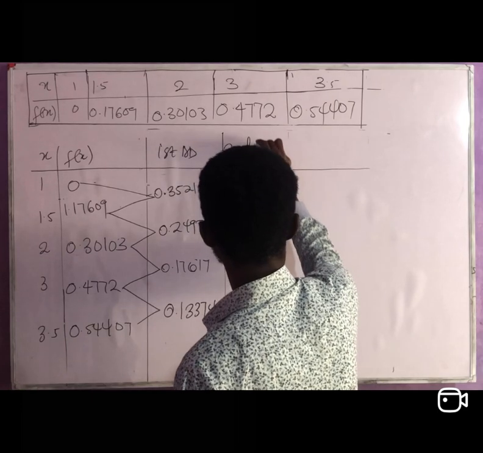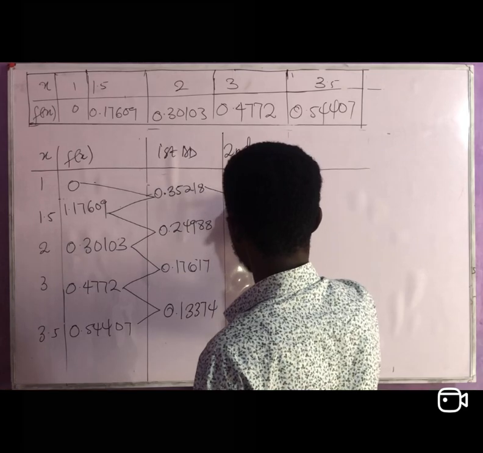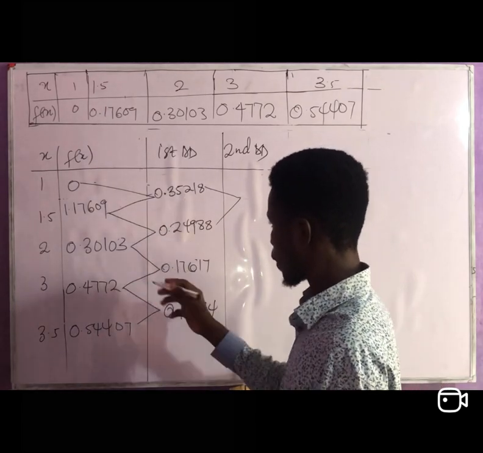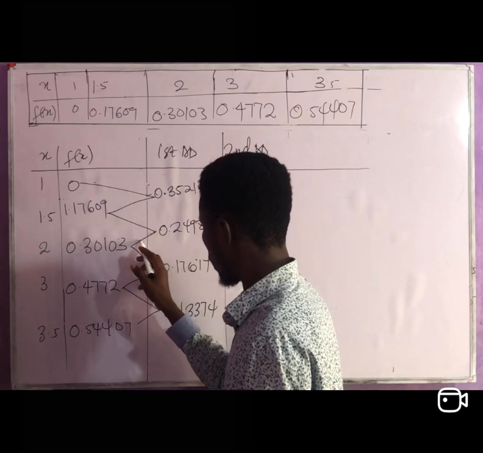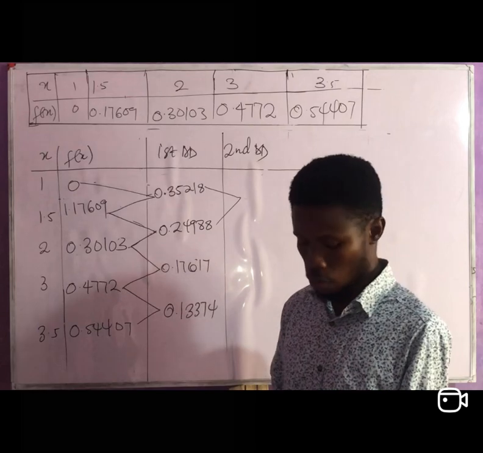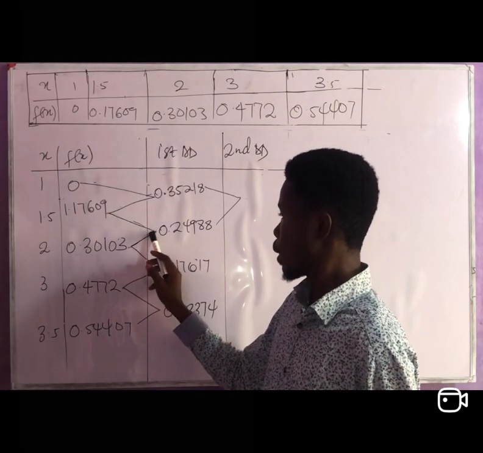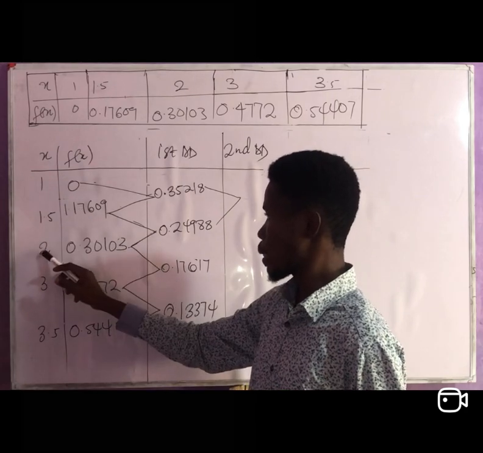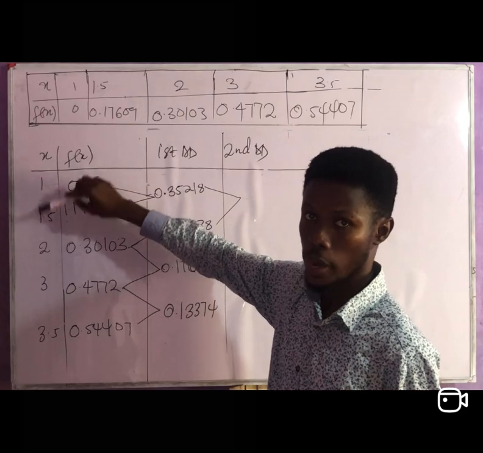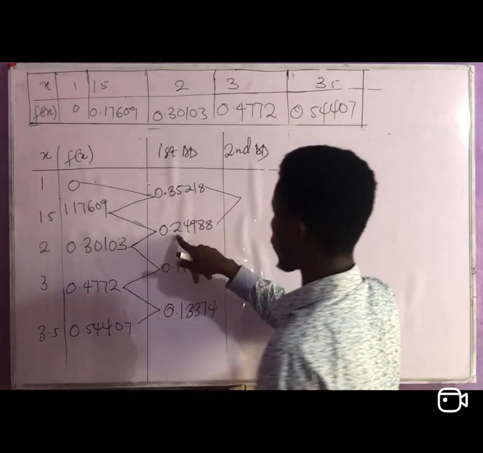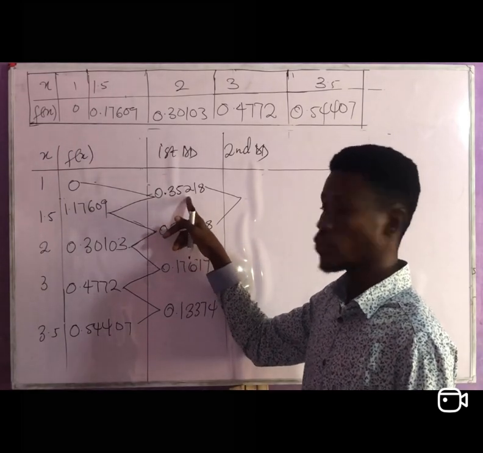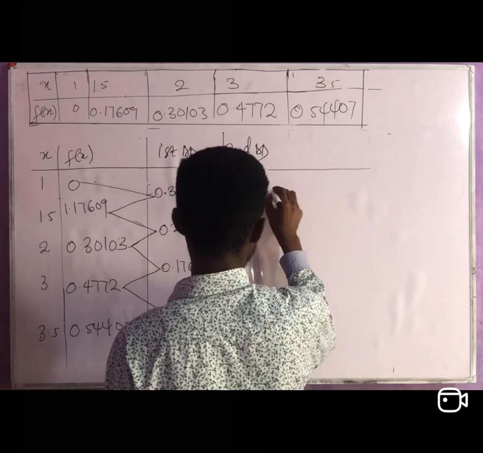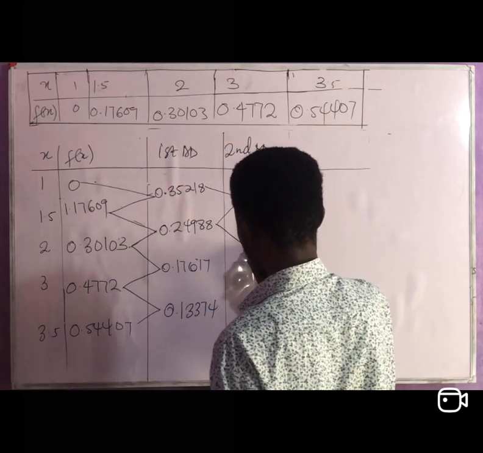The next one will be the second divided difference. So this one, you pick this and that, which means you take the difference between this and this. Tracing it, we are picking the down line here and the limit there, and if I come here, I'll pick the top one. So the difference will be 2 minus 1, take note. So this and that is 0.24988 minus 0.35218 over 2 minus 1. And if you do it very well, you are getting negative 0.1023.